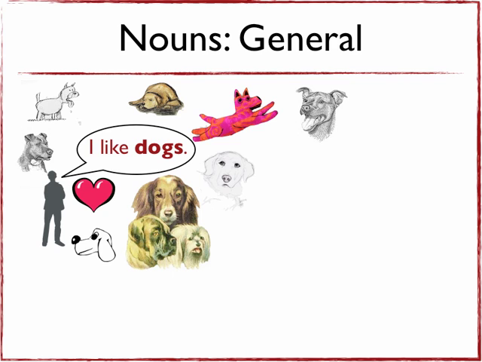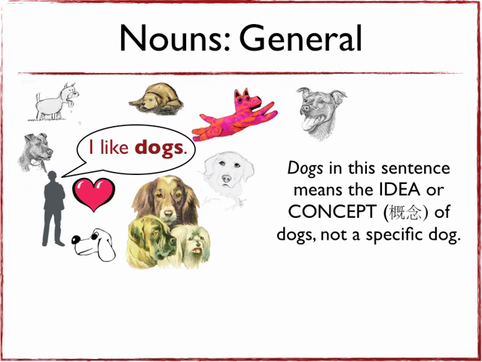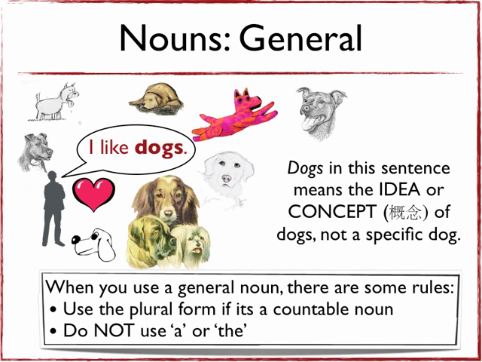In this sentence, I like dogs. Dogs is a general noun. This is because we are talking about the idea or concept of dogs, the definition of dogs, not one specific dog.